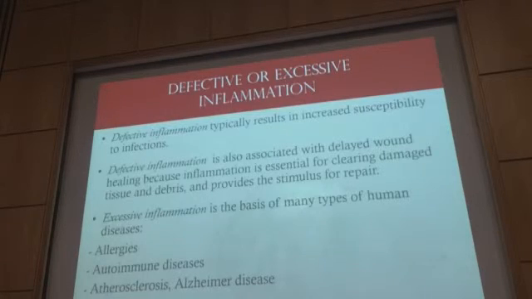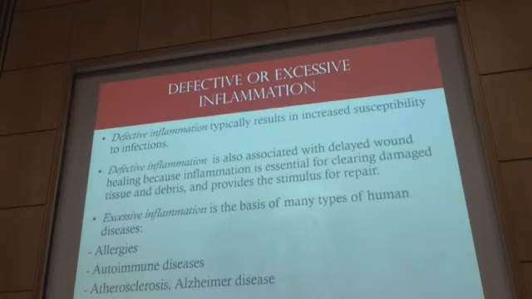This is general pathology, so anything that can go right can also go wrong if there's too little of it or too much of it. So we can have defective inflammation, which will typically result in increased susceptibility to infections. For example, in the immunology course, we talked about a syndrome with myeloperoxidase deficiency, so the cells cannot kill bacteria, and so these people are more susceptible to infections, or people that have defects in the ability of leukocytes to adhere to blood vessels. So this is defective inflammation, and it will also be associated with delayed wound healing.